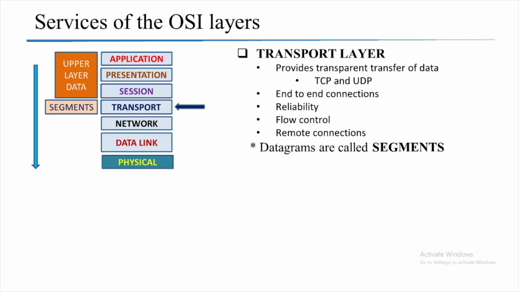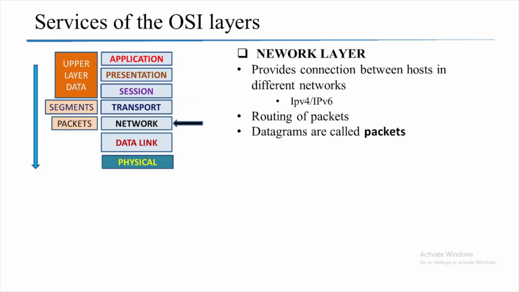And the other services provided by the transport layer are connection, reliability, flow control, and remote connections. What's important here is that datagrams in the transport layer are called segments. So there is no more upper layer data. After the application layer, presentation layer, and session layer append their own layer information, the upper layer data gets into the transport layer and becomes segments.